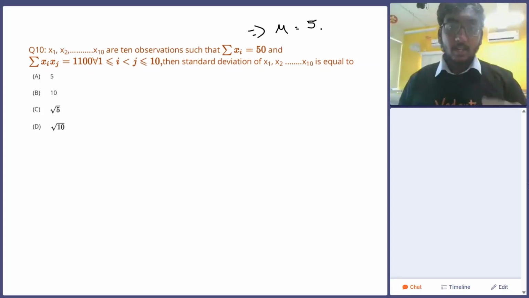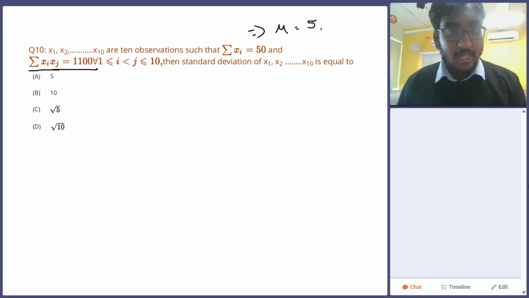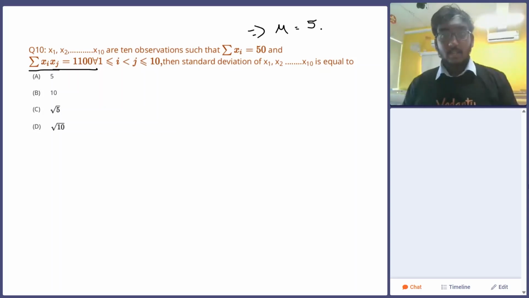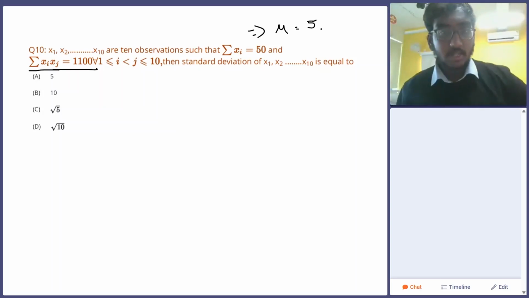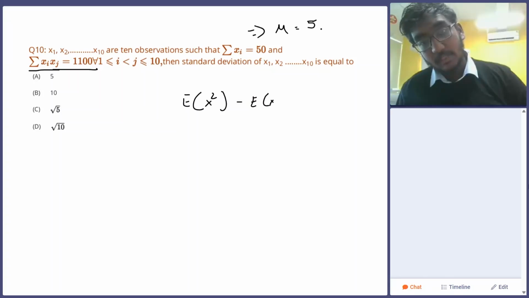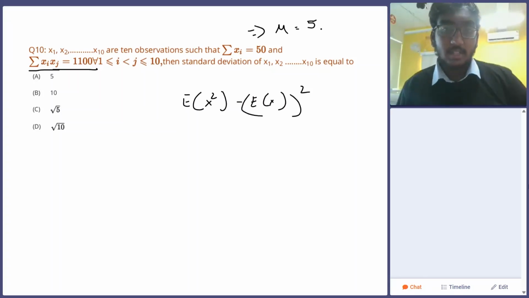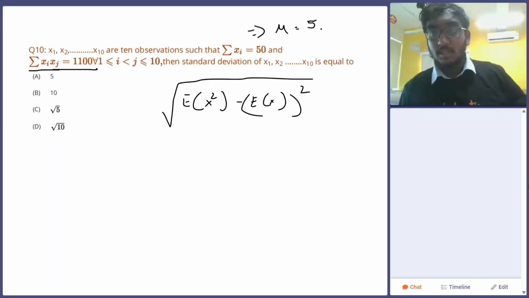Now what they have given is sigma of xi xj, taken two at a time. You will understand what it is when it is applied. They are asking for the standard deviation of these 10 data. What is standard deviation? It is basically the root of the variance. What is variance? Expectation of x square minus the whole square of expectation of x. If you take the positive square root, that becomes the standard deviation.